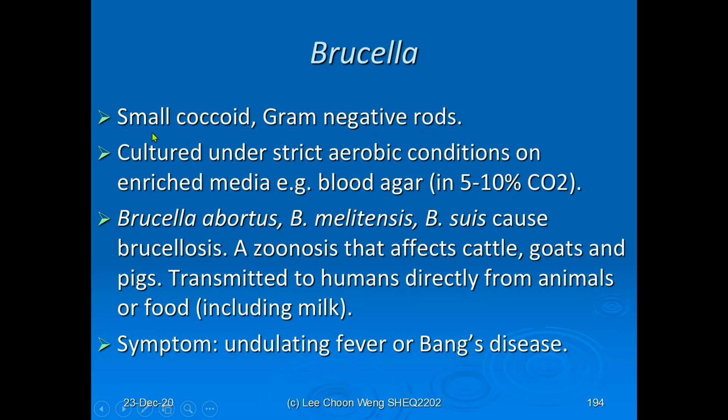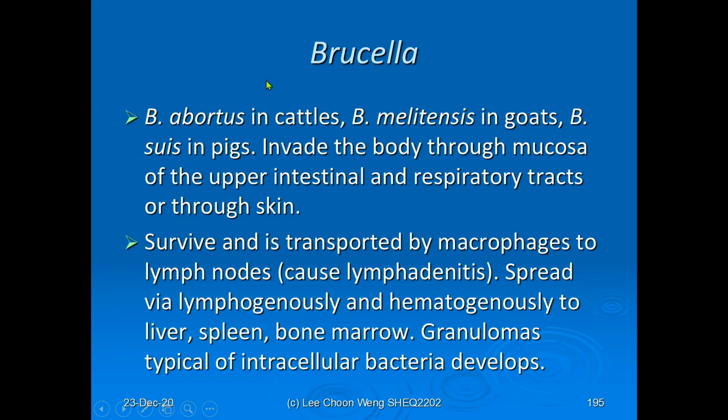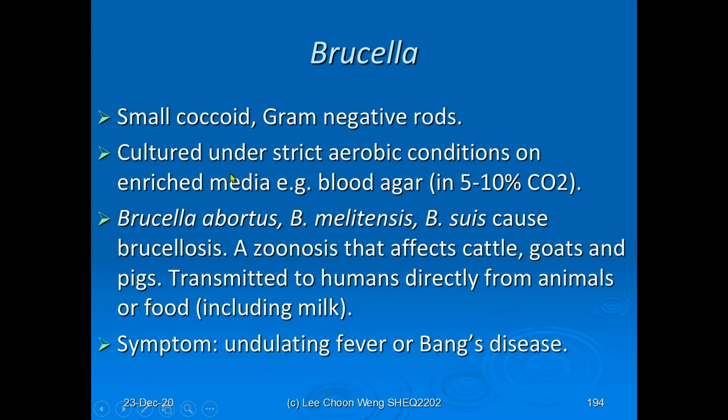Brucella forms small coccoid gram-negative rods and are cultured under strict aerobic conditions in a capnophilic environment on enriched media, for example on blood agar. So we have Brucella, the species Brucella abortus, Brucella melitensis, and Brucella suis. So Brucella abortus is found in cattle, Brucella melitensis in goats, and Brucella suis in pigs.